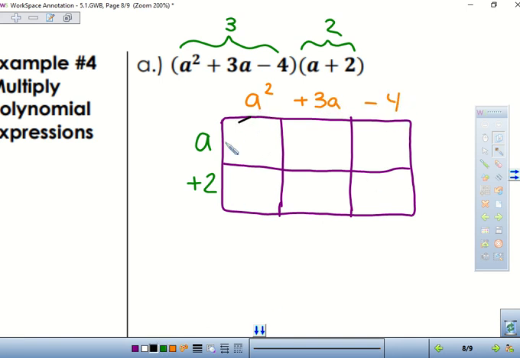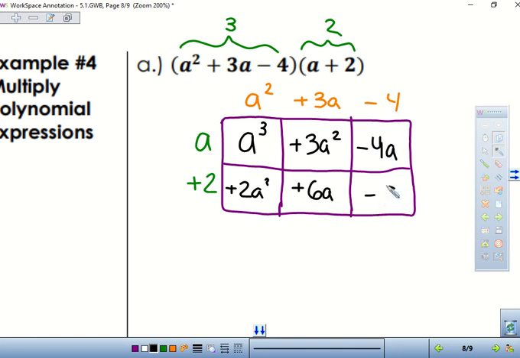So what's a times a squared? A cubed. What's 2 times a squared? Good. A times 3a? 3a squared. 3a times 2? Good. A times negative 4? Good. And lastly? Negative 8.